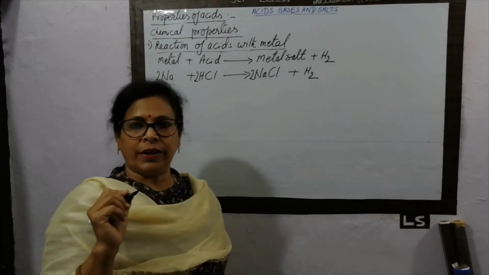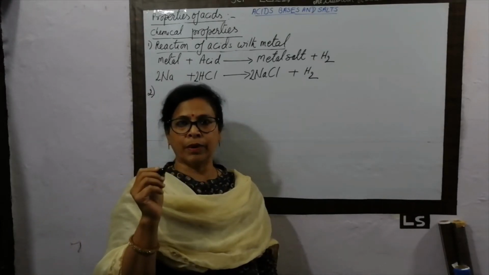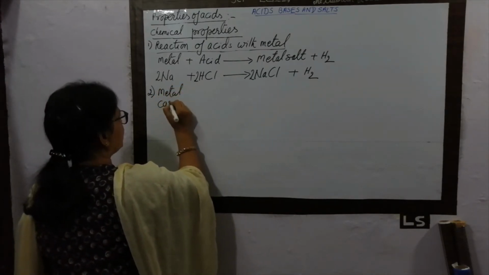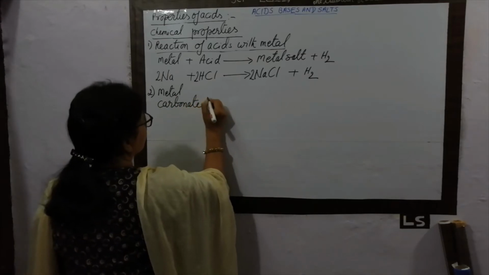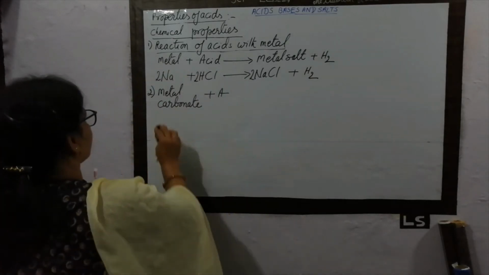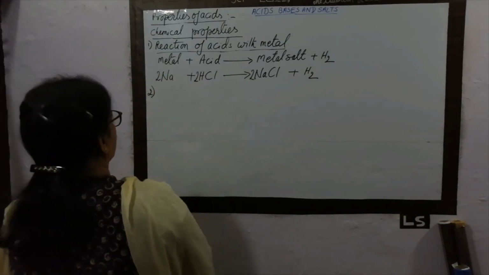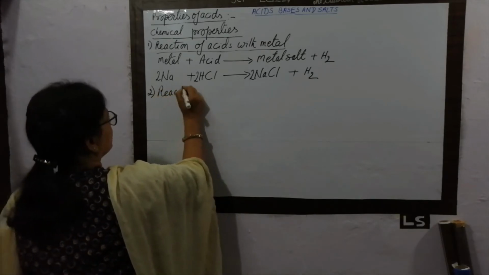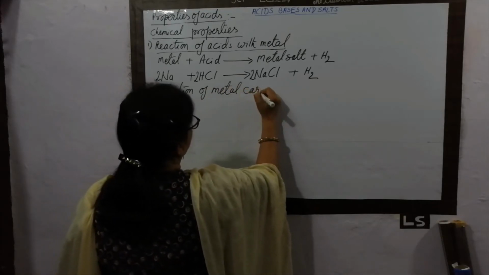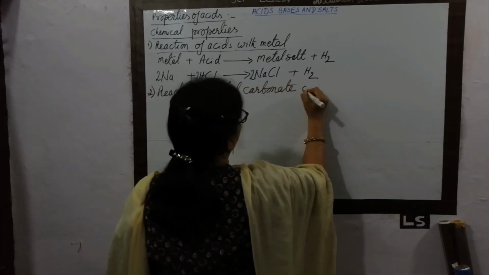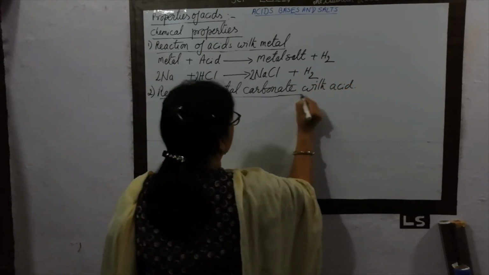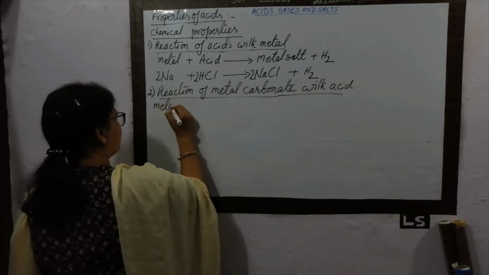Now the second chemical property: reaction of metal carbonate with acid. Okay, any metal carbonate, reaction of metal carbonate with acid. This is the word equation. First I write the sentence only: reaction of metal carbonate with acid. Okay, what happens when metal carbonate reacts with acid? We must first make the word equation.